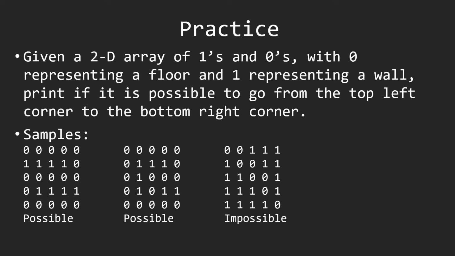In the second example, we can see it's possible. We just go straight down and then to the right. And then finally, for the last example, you can see that it's impossible, because we can only go up, down, left, right. So at the second bottom right 0, we can't get from there to the bottom right. And so that's pretty much it for BFS, DFS, and graph traversal.